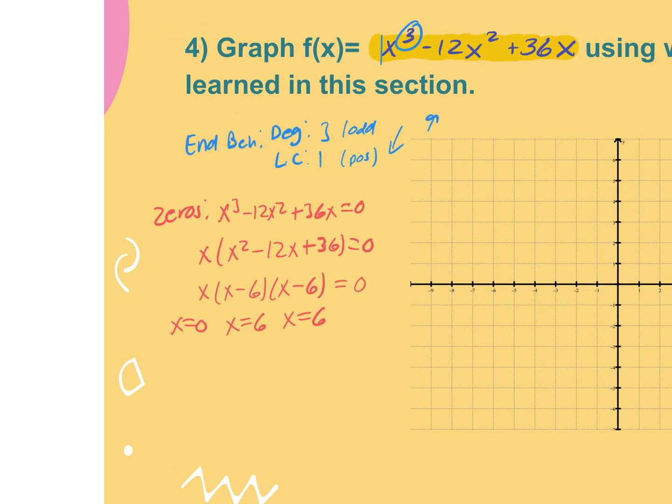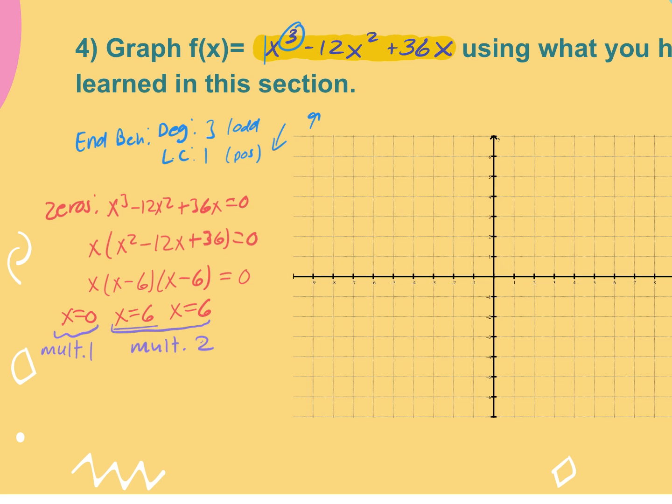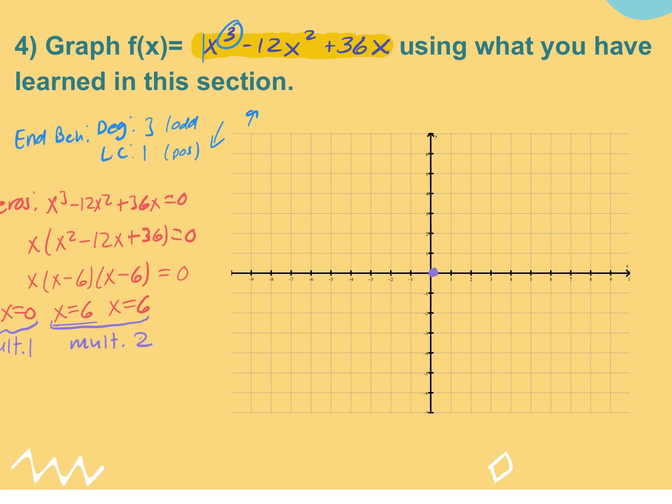And as for multiplicity, this 0 has a multiplicity of 1, and this x equals 6 has a multiplicity of 2, because it shows up twice. Really, it only counts once, but it shows up twice. All right, so I'm going to go ahead and plot these on the graph. So I know that there's a 0 right here, and there's a 6 right here.